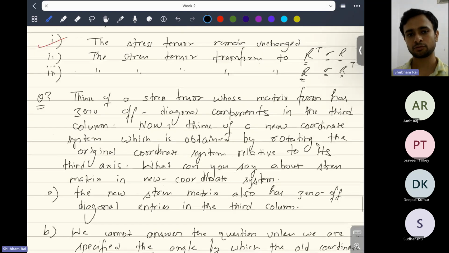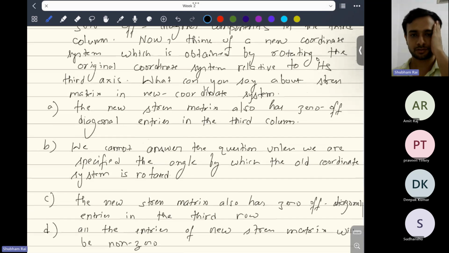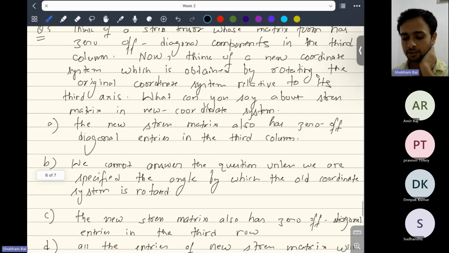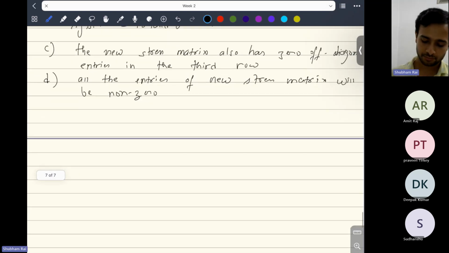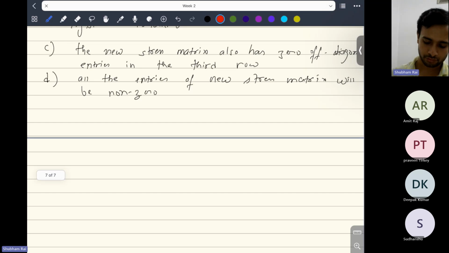So firstly, you have to do the transformation. You cannot answer this question by just looking at it. So let's take a stress tensor. So solution, I'm doing the solution. Solution for this question is like this.